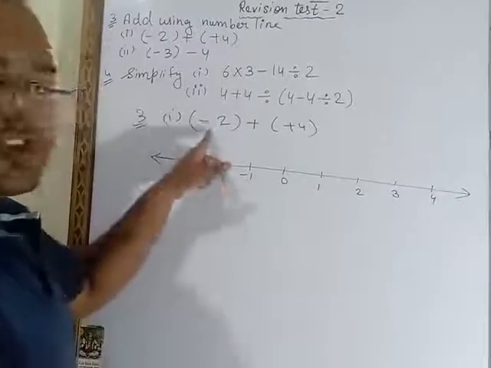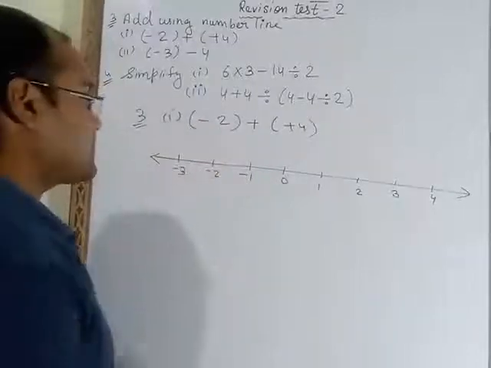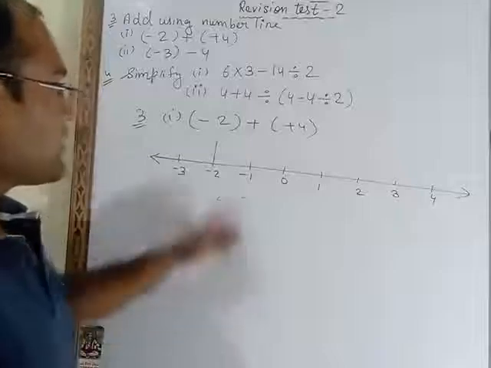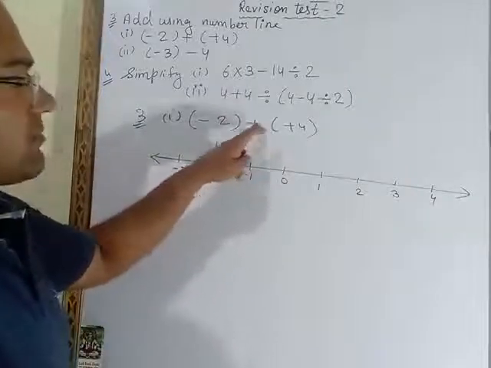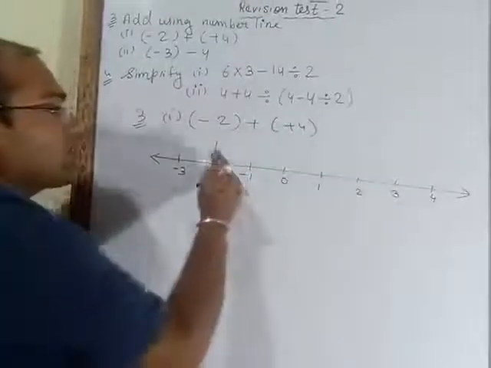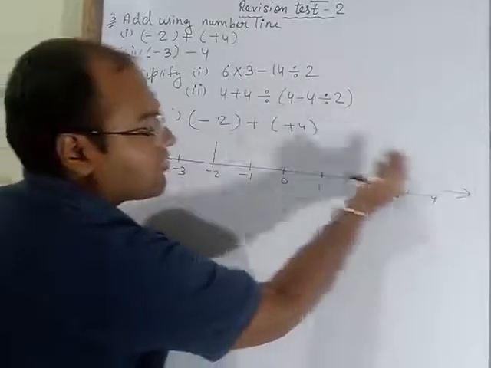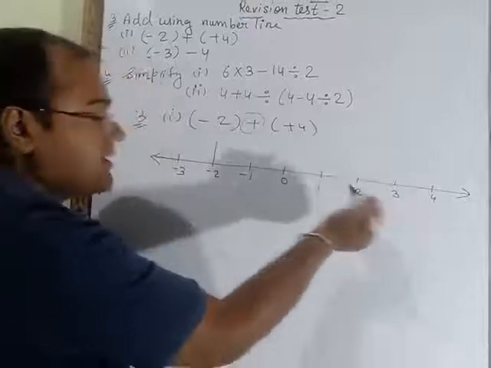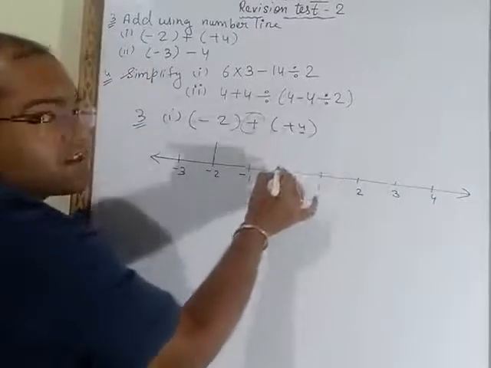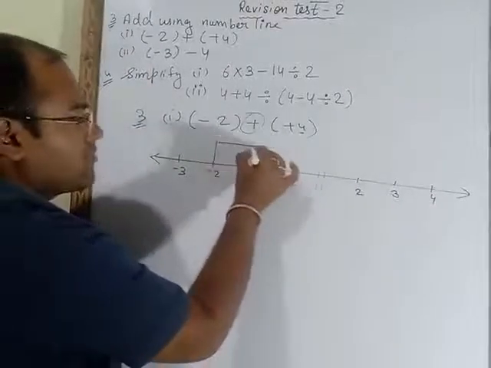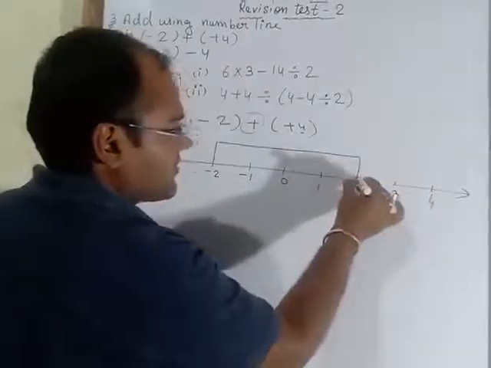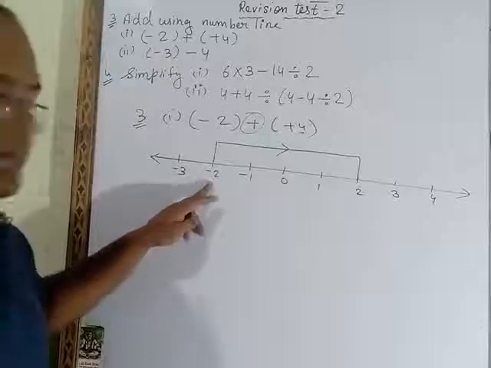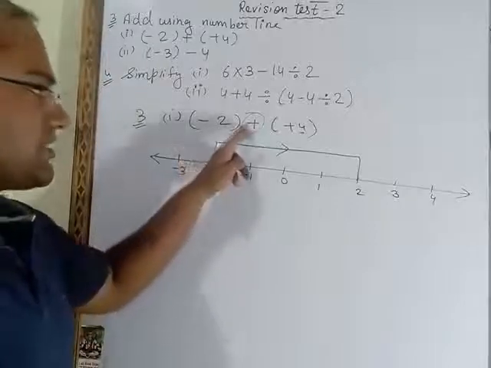So from where we have to start? We have to start from minus 2. Where is minus 2? This is minus 2. So from here we will start. We have to add which number? Plus 4. So on adding, you have to take the number line on the right side. For addition, we have to take the number line on the right side. How many digits we have to take on the right side? 4. So 1, 2, 3, 4. The answer will be this one. So from minus 2 we started this line, and addition is there, plus sign.